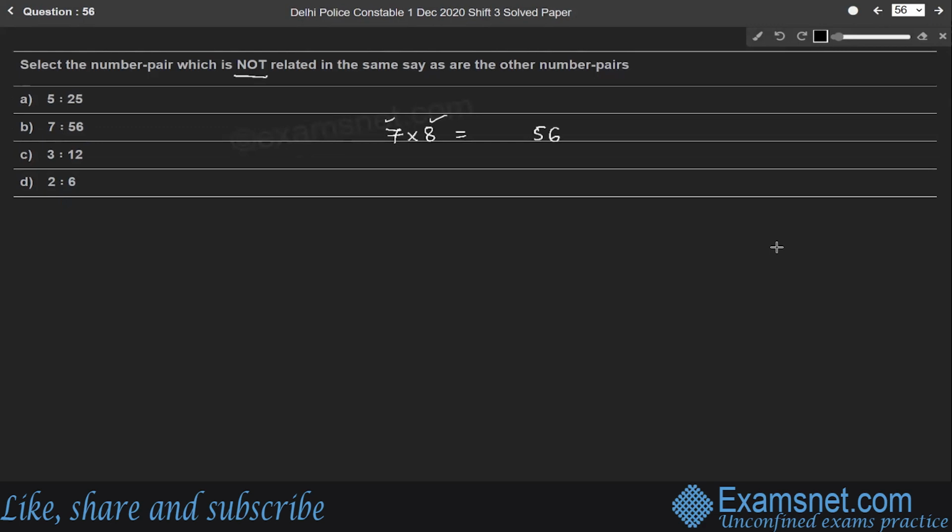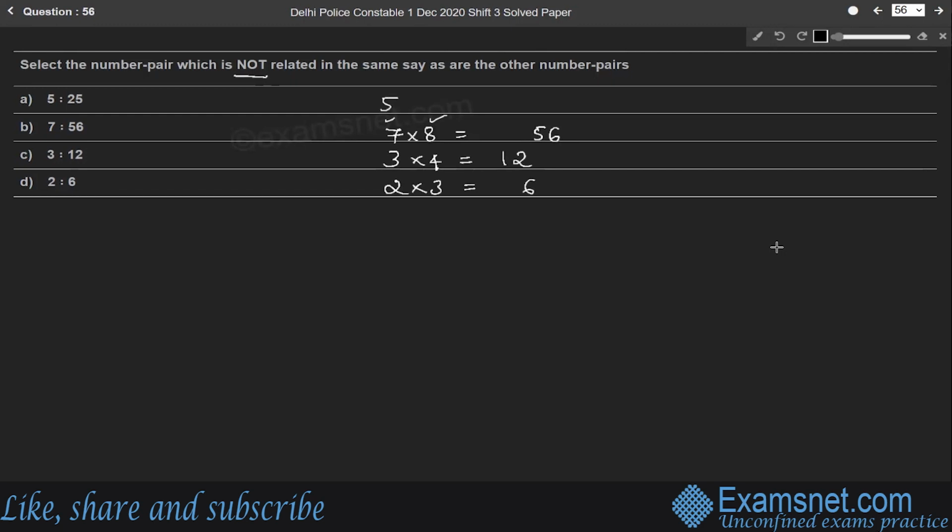So come to option C, 3 and 12. The next consecutive number to 3 is 4. So 3 into 4 becomes 12. So 2 and 6. The next number to 2 is 3. So 2 into 3 is 6.